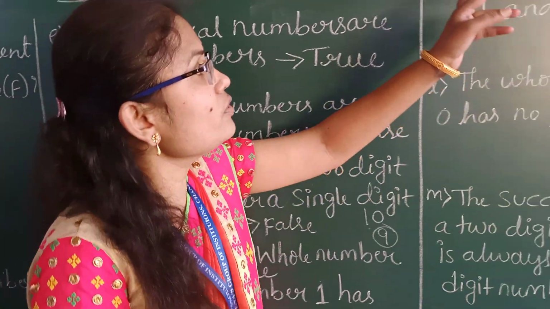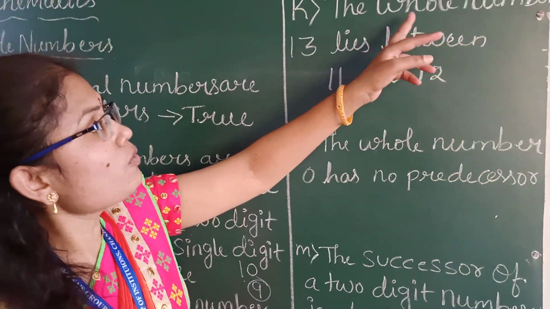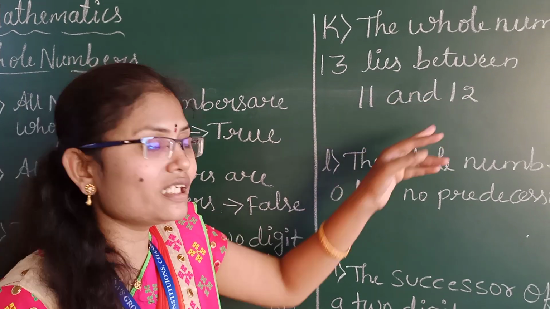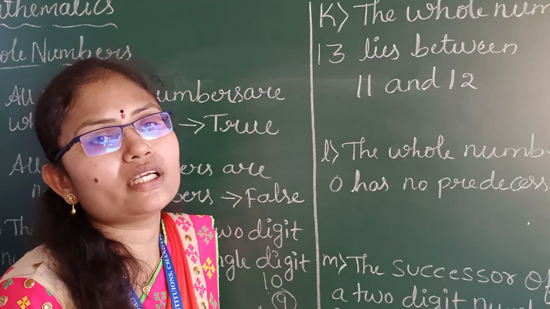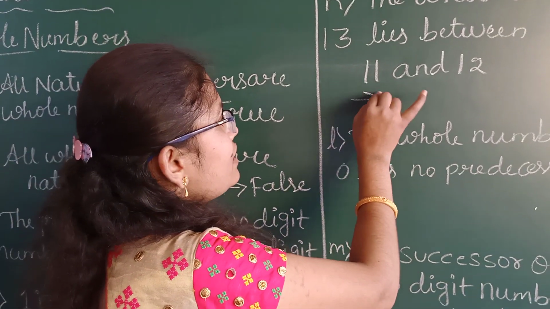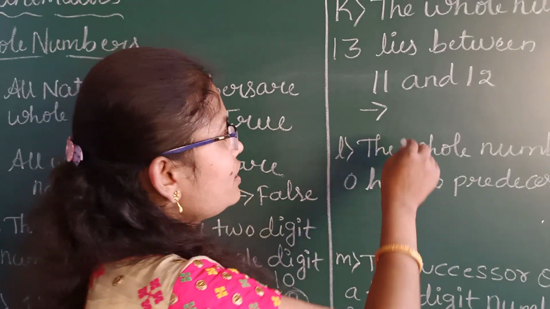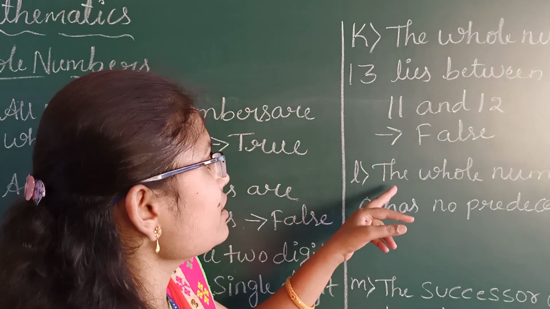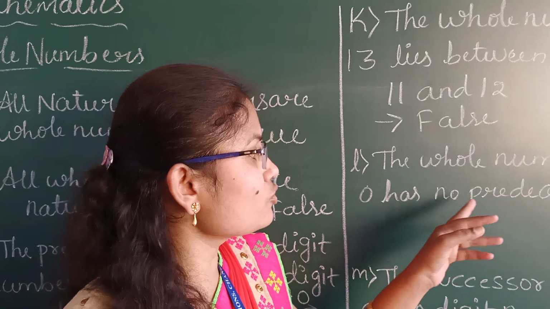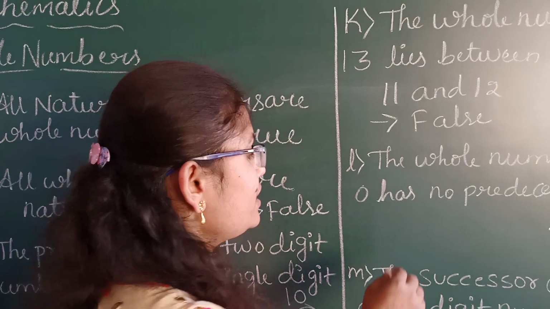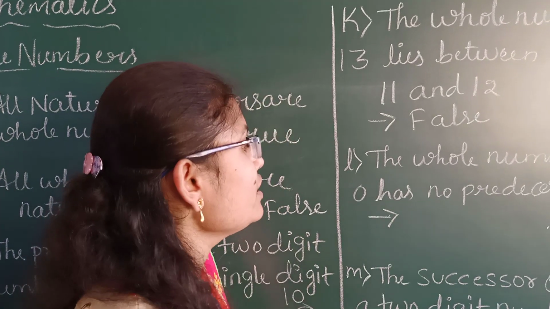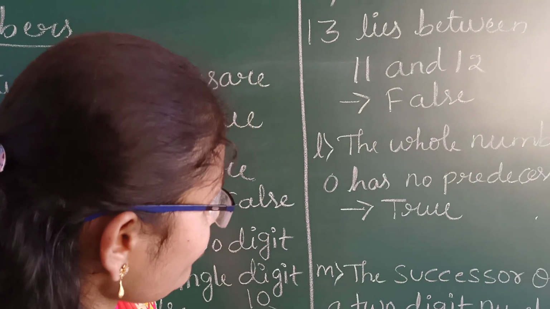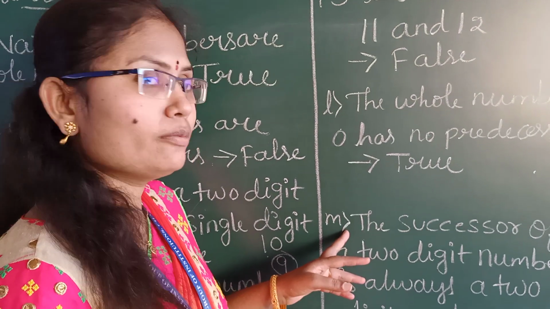Next we will move on to statement K. The whole number 13 lies between 11 and 12. Is it true? It is false. 13 will come after 12. So this statement is false. Next we will move on to statement L. The whole number 0 has no predecessor. Yes, it is true.